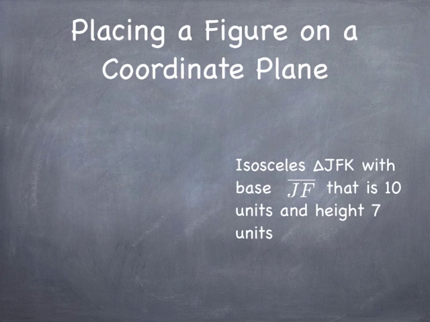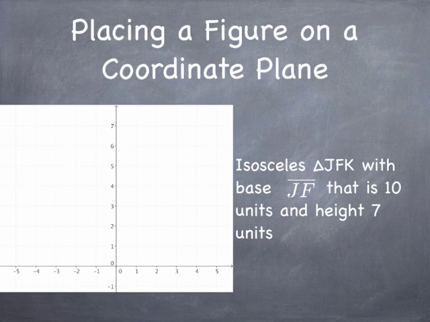Let's say we want to place isosceles triangle JFK with the base JF, and that base is 10 units long, and the height of the triangle is 7 units. I'm going to show you two different ways to place this triangle. One way is to place it over the y-axis, kind of using the y-axis as a line of symmetry. And so the base is going to be 10 units long, 5 units on the positive side and 5 units on the negative side.